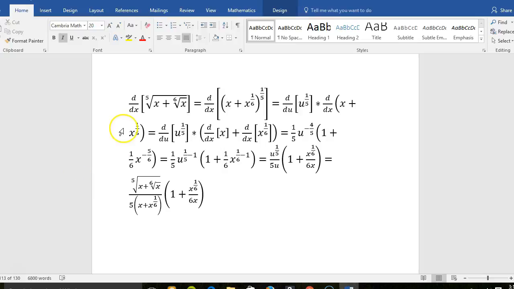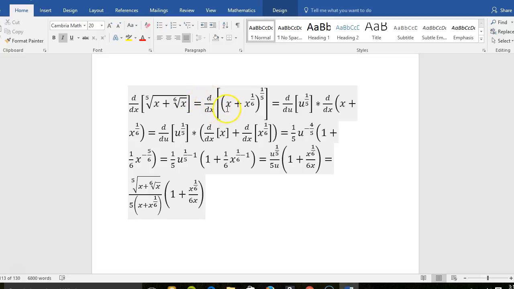Hello again. Let's get started. Now, I picked up a tough example just to drill everything on home. D by dx of the fifth root of x plus the sixth root of x. Yikes. But let's not panic.